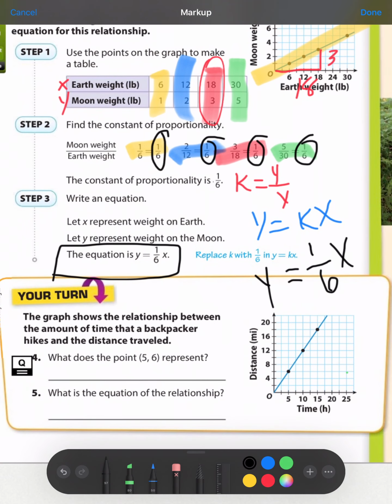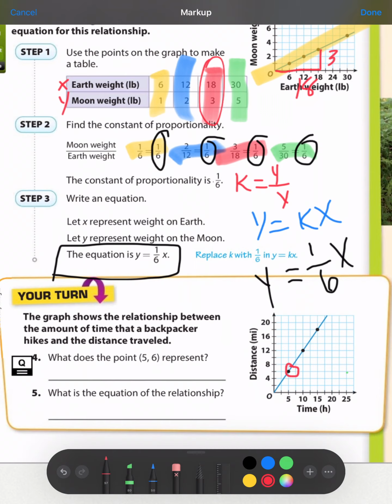Alright, so we're looking at number 4 and number 5 now. So this is your turn. The graph shows the relationship between the amount of time that a backpacker hikes and the distance traveled. So what does the point 5, 6 mean? 5, 6 is this little point here.